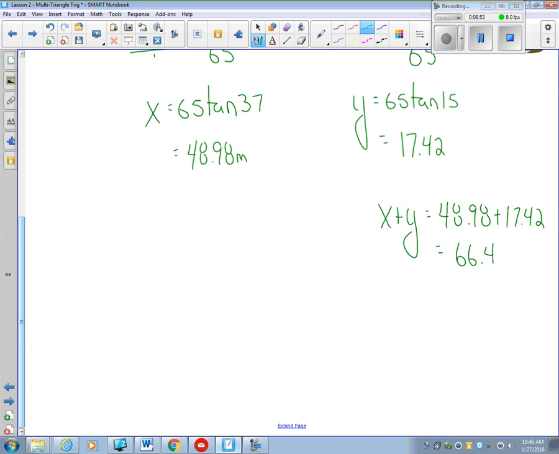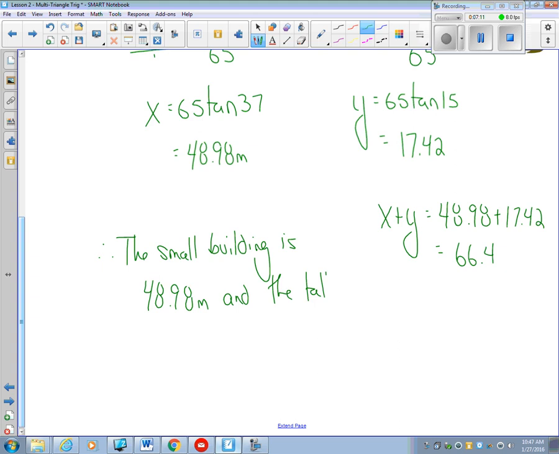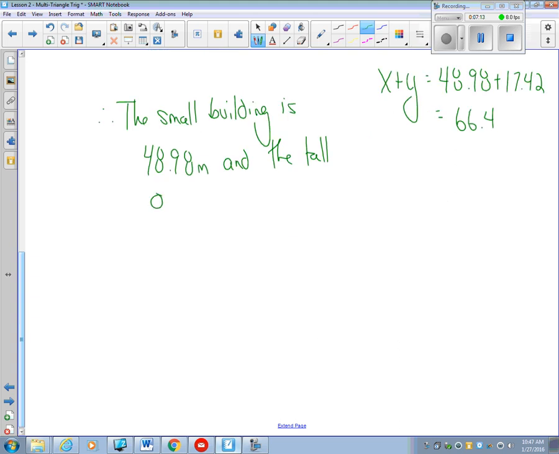And again, it's a word problem, so let's use some words to answer this. We're going to say this small building, in our diagram, that was letter X, which we said is 48.98 meters, and the tall one, which was X plus Y, is 66.4 meters. And that takes us to the end of the second example.